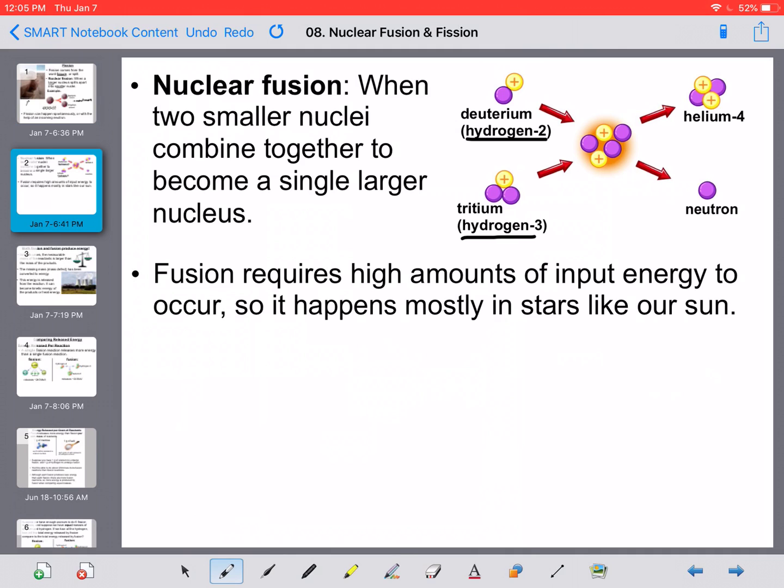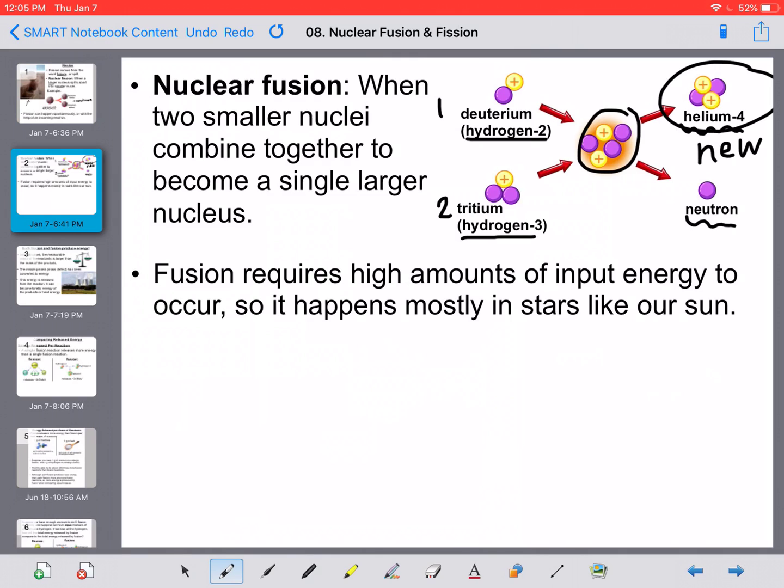These can combine together. This middle part is showing the two individual nuclei coming together. Eventually this is going to form helium-4, and it also forms a neutron. The important part here, though, is that you had two nuclei merging together to form a new nucleus. And when that happens, that's called fusion.